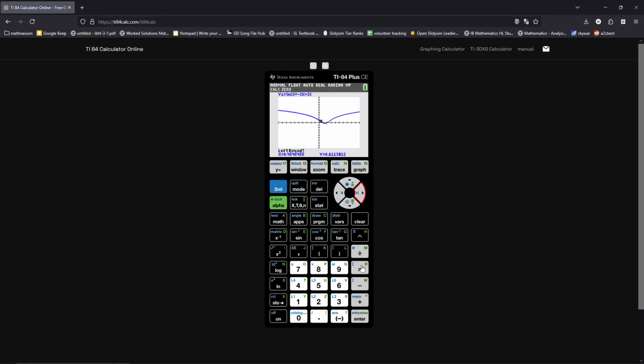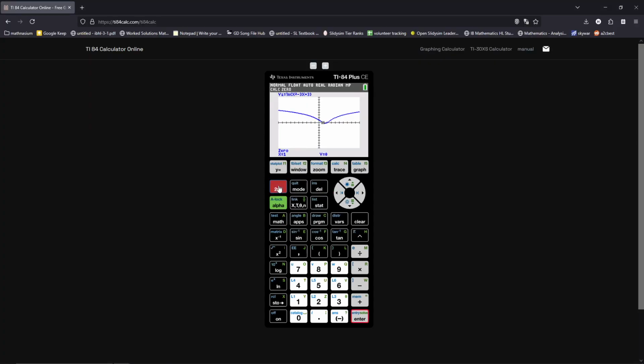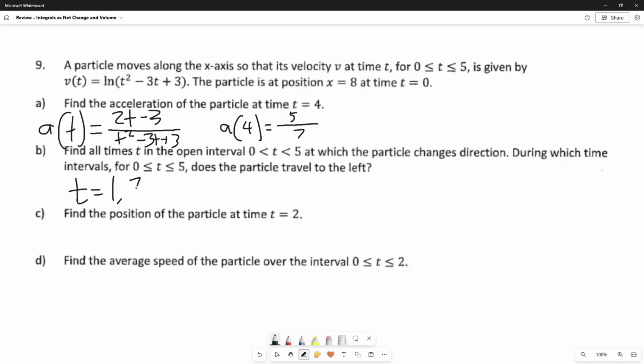and we need to calculate them using the calculator. Left bound here, right bound here. So we have 1, 0 at t equals 1. And let's find the other one. Left bound here, right bound here. Another one at t equals 2. So the particle changes directions at t equals 1 and 2.